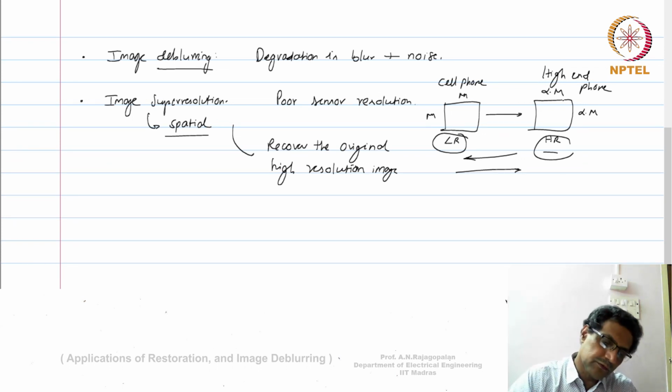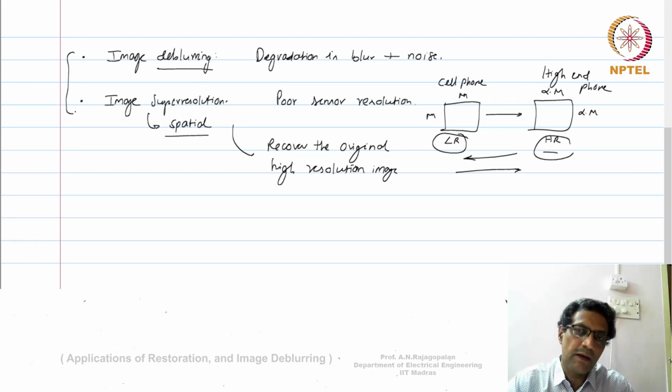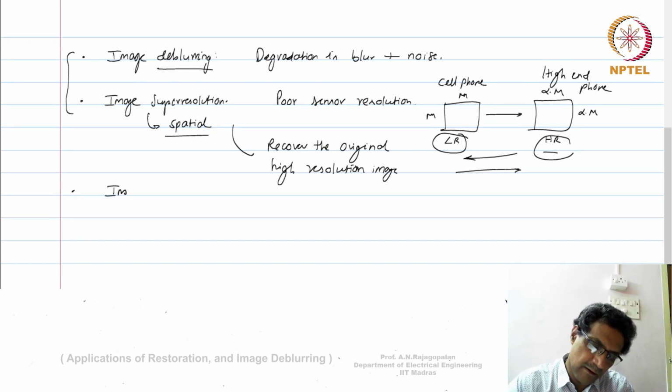So these are two problems that we will definitely be looking at in more detail. And there are several things that come under this kind of restoration umbrella. These are not the only two problems. Sometimes people talk about image dehazing.